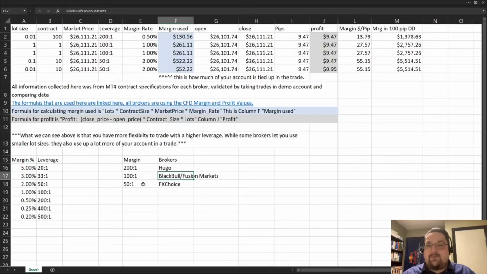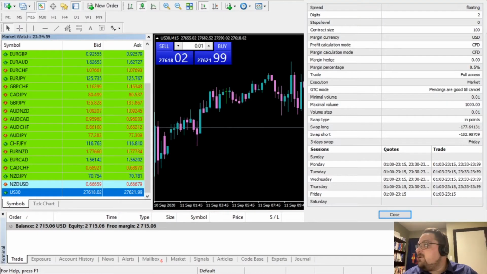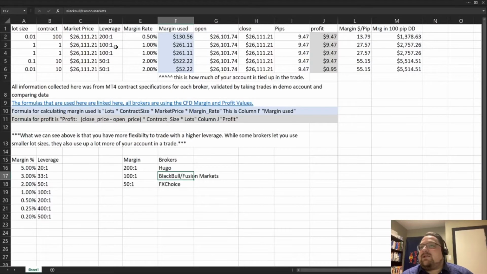If you go into MT4, you go to US 30, and you look at this specification, you're going to know what you've got because it's going to say 0.5% under margin percentage, and that's directly tied to your leverage. With a 1%, so 100 to 1, right? Now, it's different. When I looked at the minimum lot size, it's a 1 instead of a 0.01 like it was on the other. But the contract size is only a dollar.